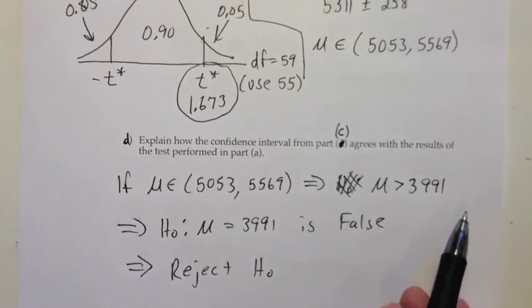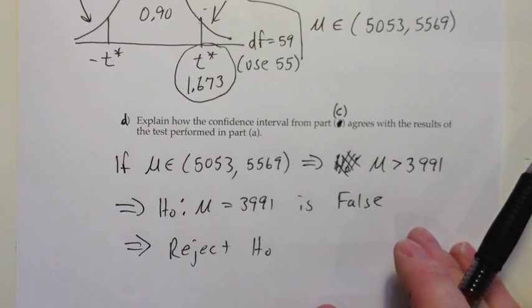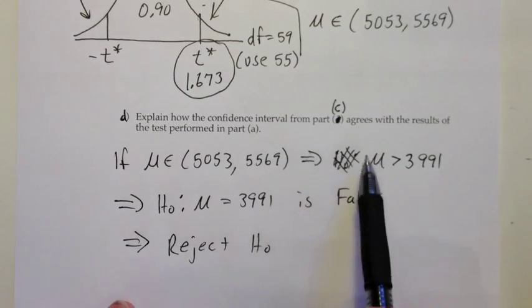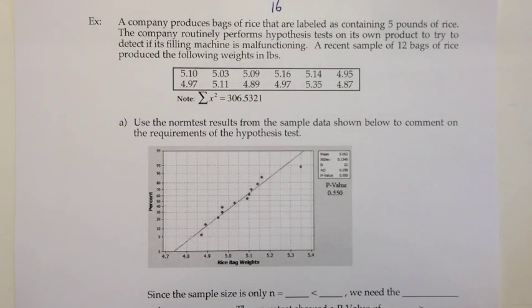All right, and just checking that real quick, that is in fact what we did, is reject H0. So I've shown how the confidence interval would lead to the same decision, and in that sense it agrees with that decision. Okay, section 9.3, final example.